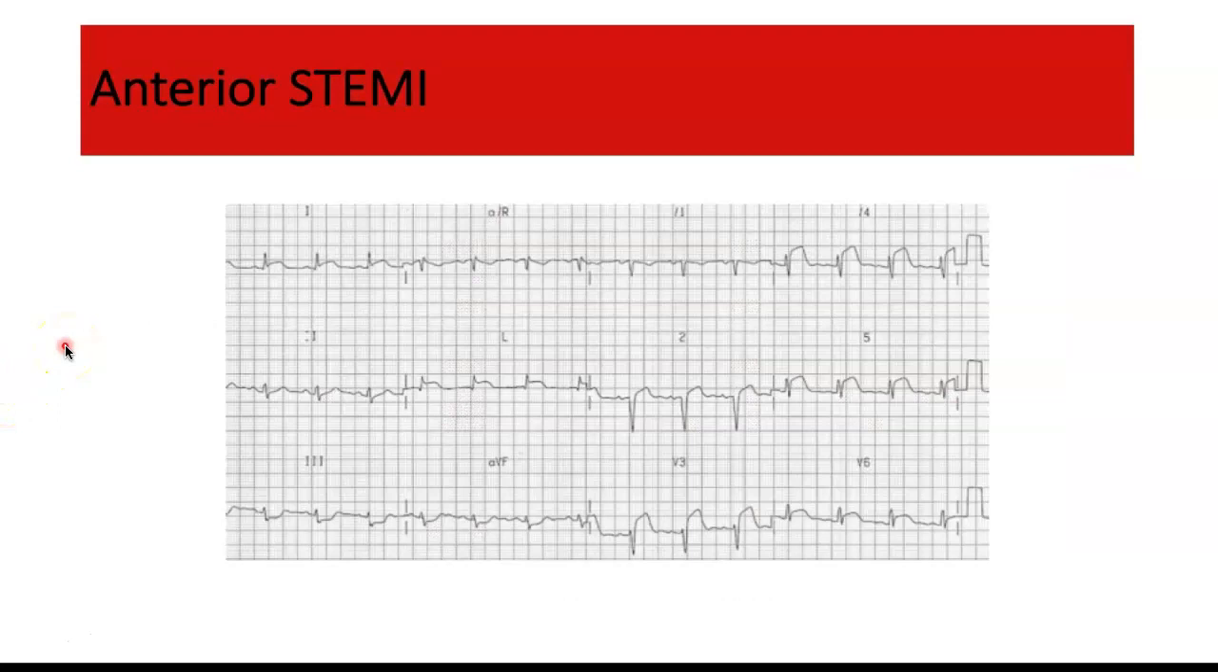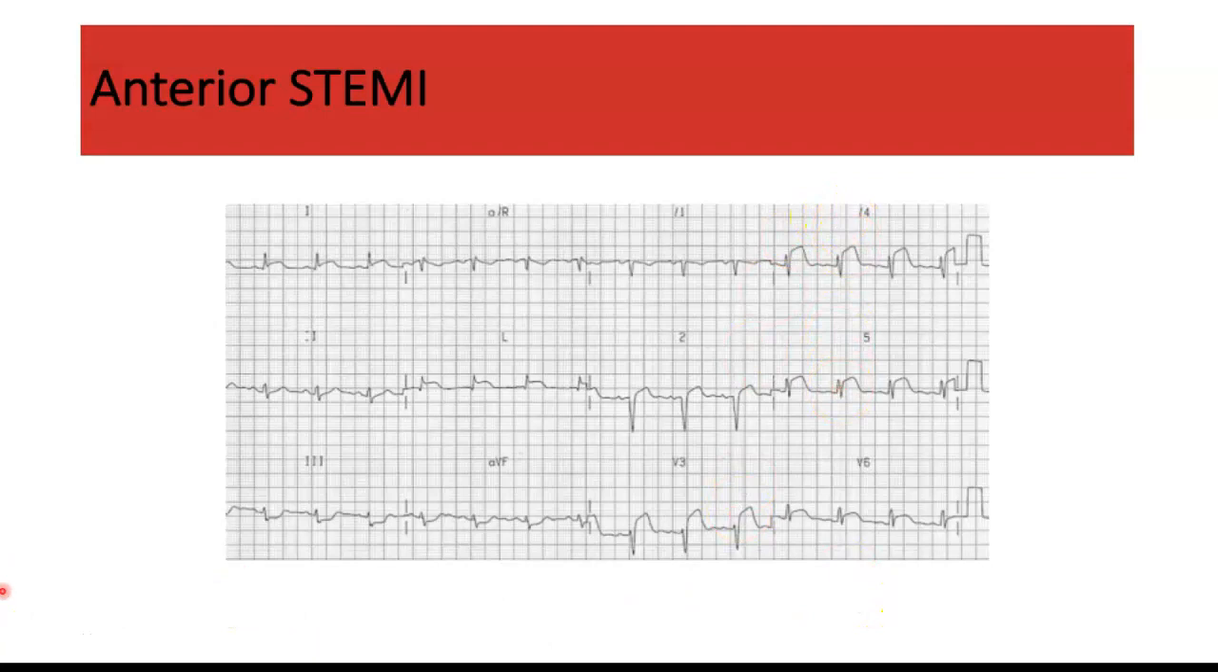Here's another example of an anterior STEMI. So if you look at lead V2 here, you can see that if you measure from the J point down to the PQ line here, there are 2 or more millimeters of ST segment elevation. Continues into lead V3, V4, V5, and V6. So we would call this an anterolateral, true anterolateral STEMI.